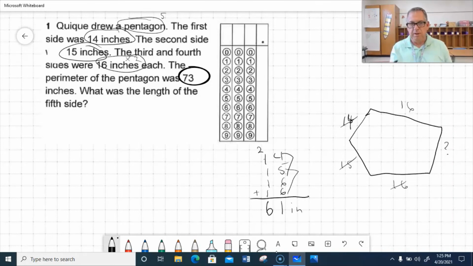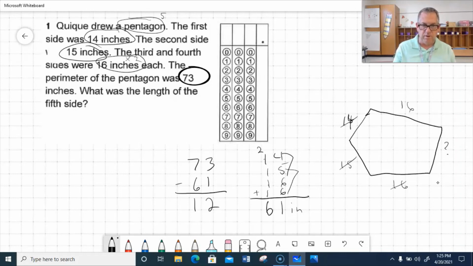So the next step would be to subtract that 61 from the total perimeter, and that'll give us our missing side over here. So that is 73 minus 61. What is 73 minus 61? Okay, I know 3 minus 1 is 2, and then 6 from 7 is 1. So that means my missing side is going to be 12 inches.